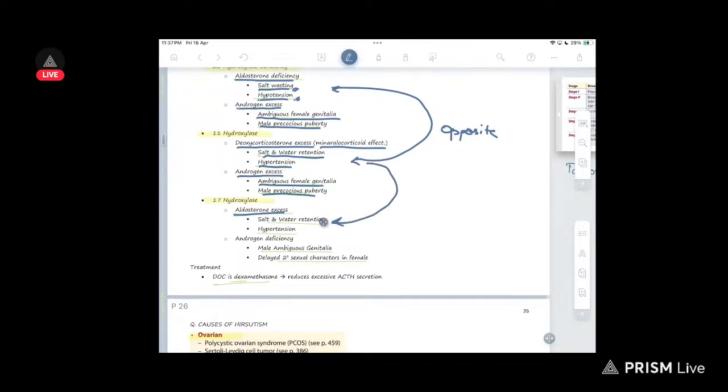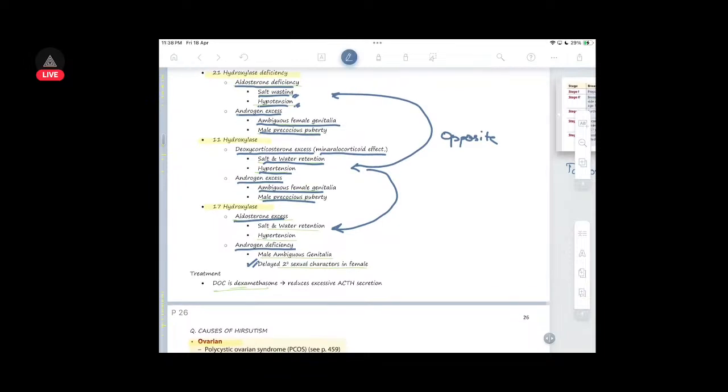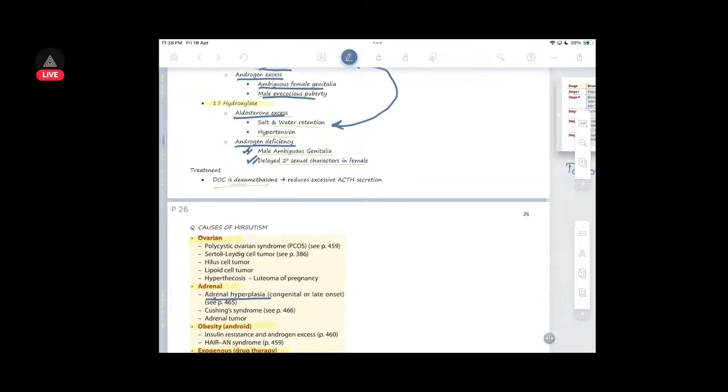Aldosterone excess will be there, but androgen deficiency will be there. Delayed sexual characters in females, and in males, ambiguous genitalia will be there. Then treatment: the drug of choice is dexamethasone, which reduces excessive ACTH secretion.